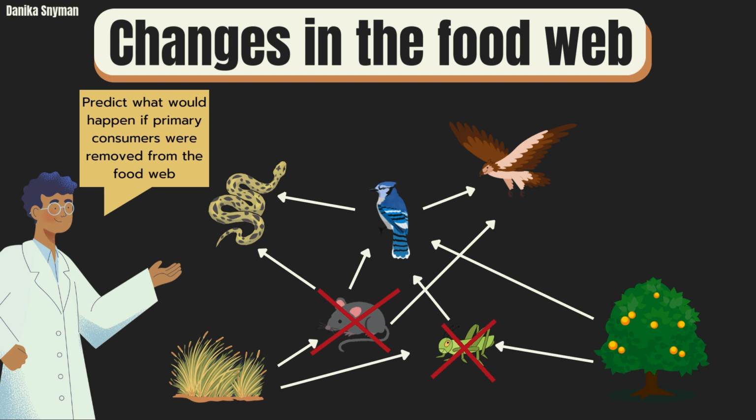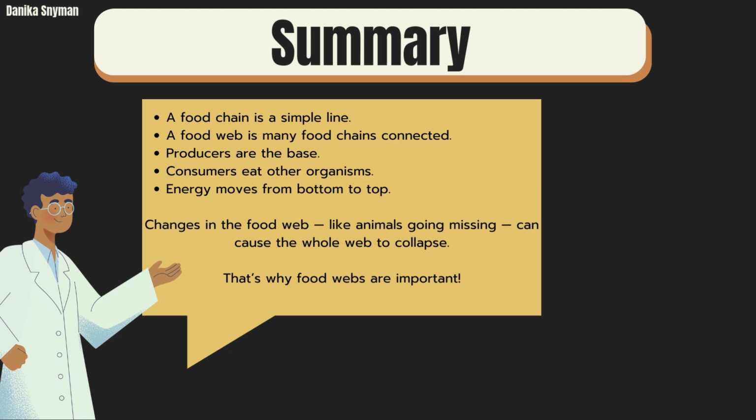So why is this a big problem? Because in nature everything is connected. When one animal disappears, it's like taking out a puzzle piece. The picture doesn't work anymore, as I said before. Let's sum it all up.